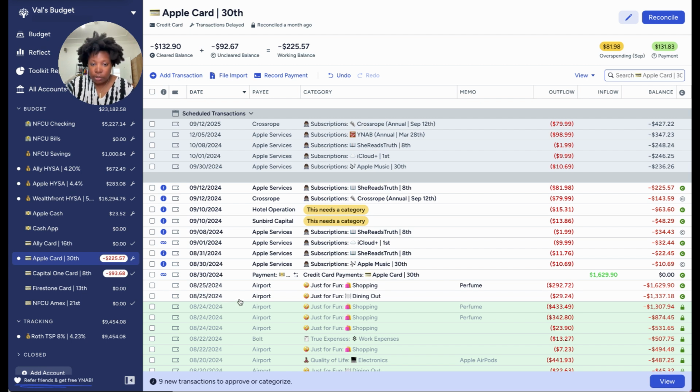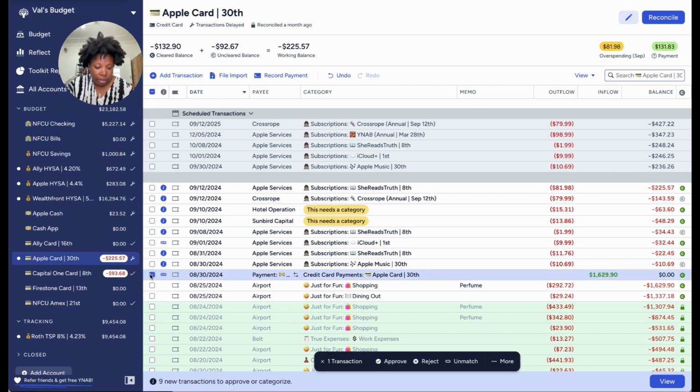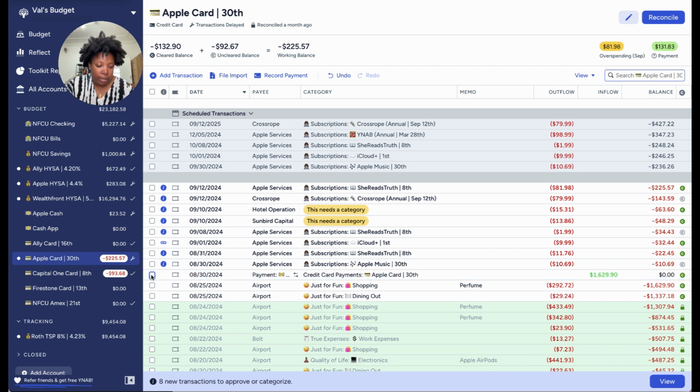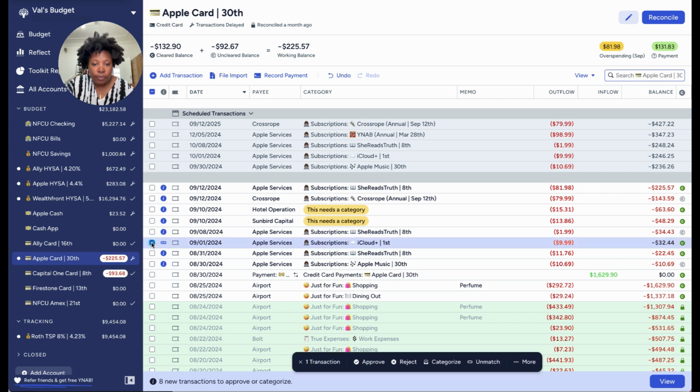So this one was dining out, $29.24. Yes, so we've already done that. Those were already done. Okay, so we have the payment, the $1629.90, so we can go ahead and approve that. Then we had my subscription for my Apple Music, or no, this is for iCloud because it's $9.99, which is this one. So we can approve that.